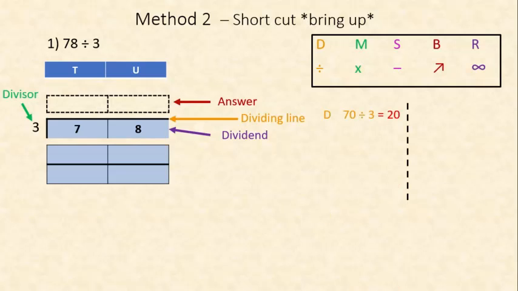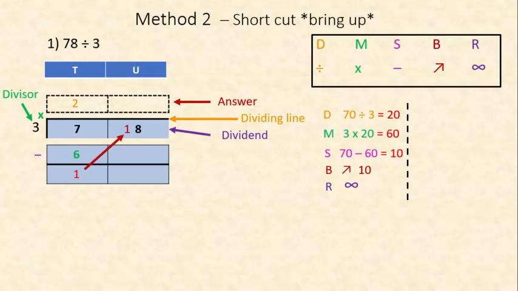So, our first step, divide. 70 divided by 3 equals 20. Our 2 goes in the tens column. Multiply. 3 times 20 equals 60. And we write that underneath the 7. Subtract. 70 minus 60 equals 10. And we write our tens underneath. Bring up. We will now bring up the 8 to make 18. And then we will repeat our steps.